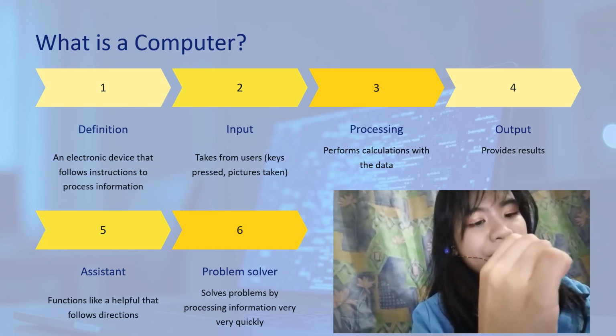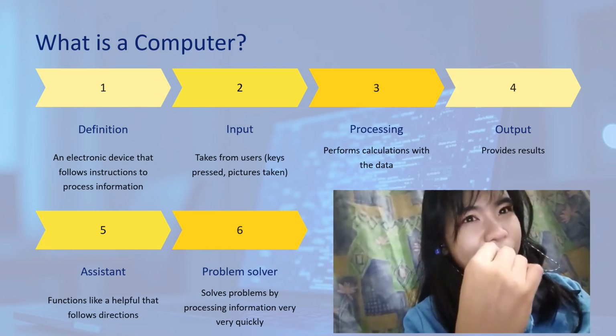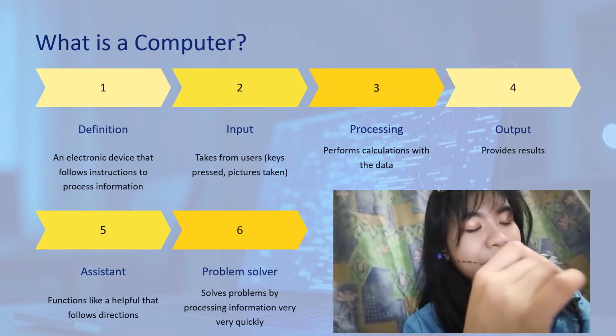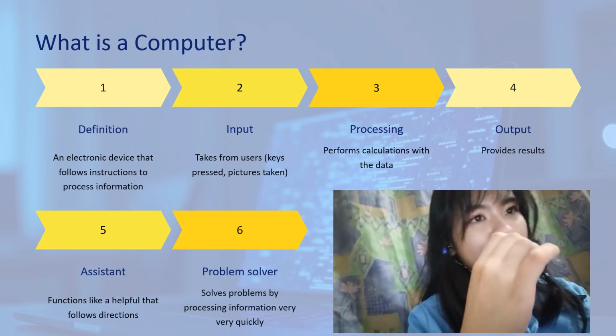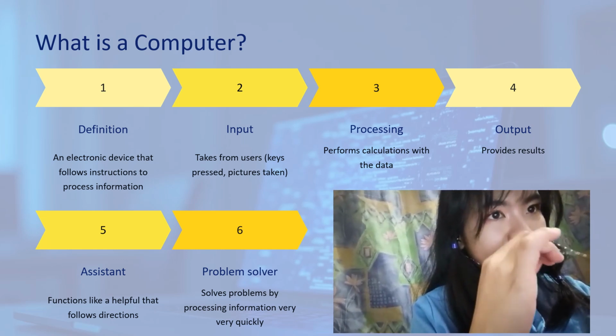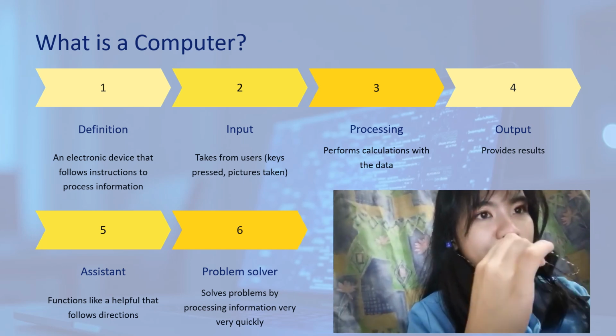Another main component of the computer is the output devices, which show the results of the computer's work. Common examples are monitors, printers, and speakers.